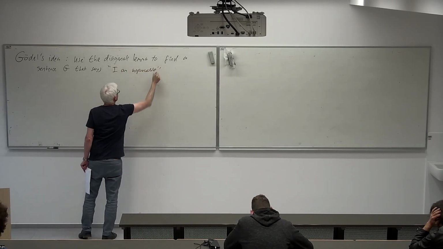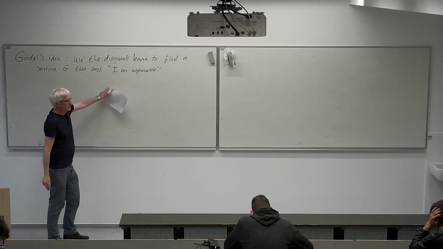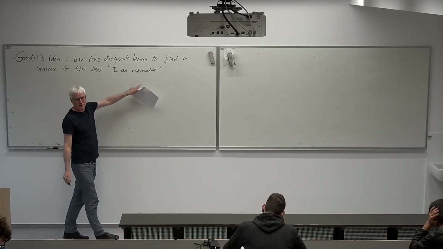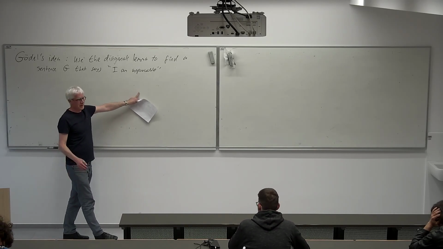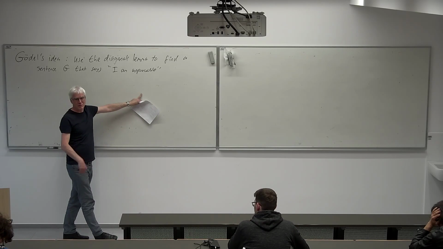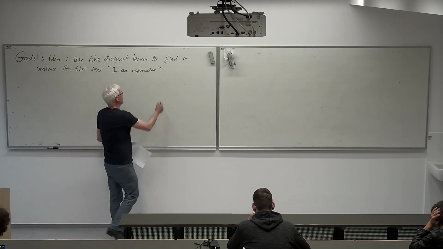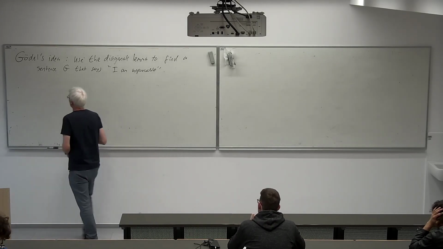And then it's going to be a contradiction for it to be provable. So therefore it won't be provable, and it will be true because it's not provable. So it will be a true sentence that is not provable.